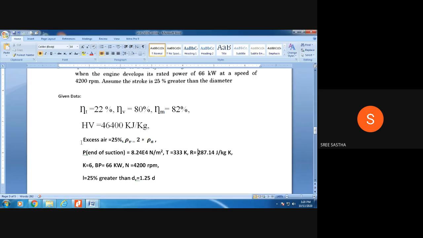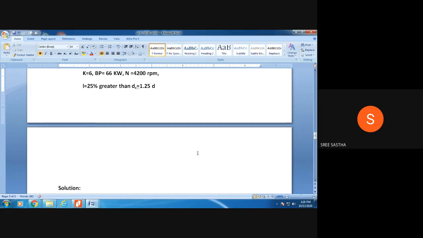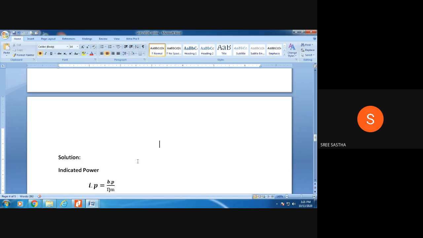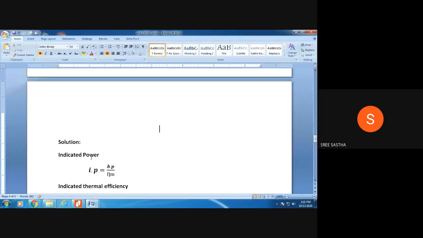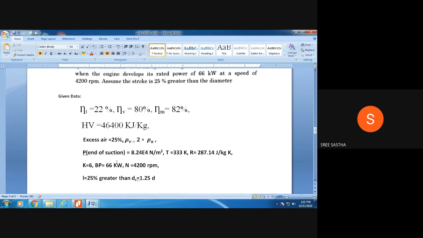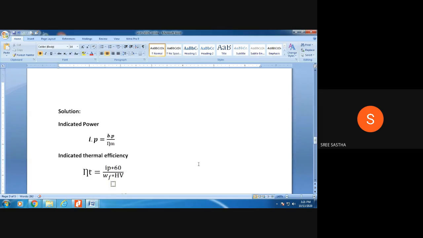So thermal efficiency, volumetric efficiency, mechanical efficiency, calorific value, everything is given. How to find the solution? Starting from scratch, I will explain how to solve. Then you have to give the answer. I will give some 10 minutes. First we have to find indicated power. Indicated power is equal to brake power divided by mechanical efficiency, because brake power is given and mechanical efficiency is given. So go here.